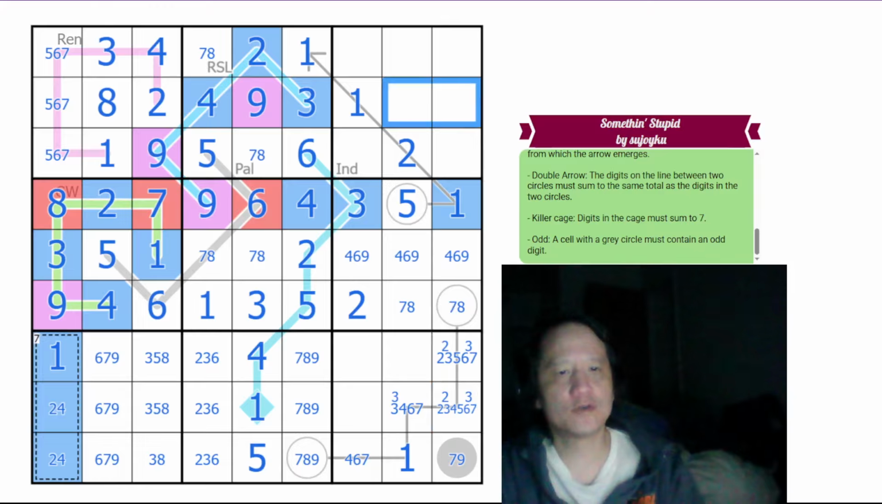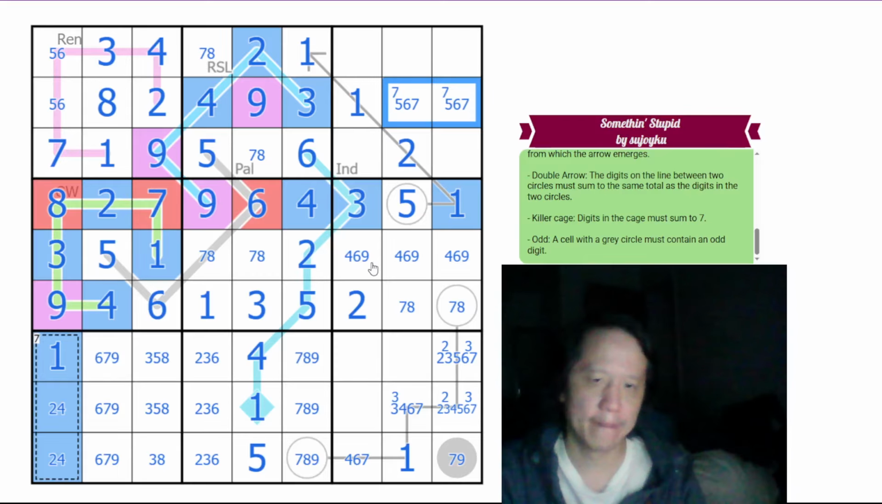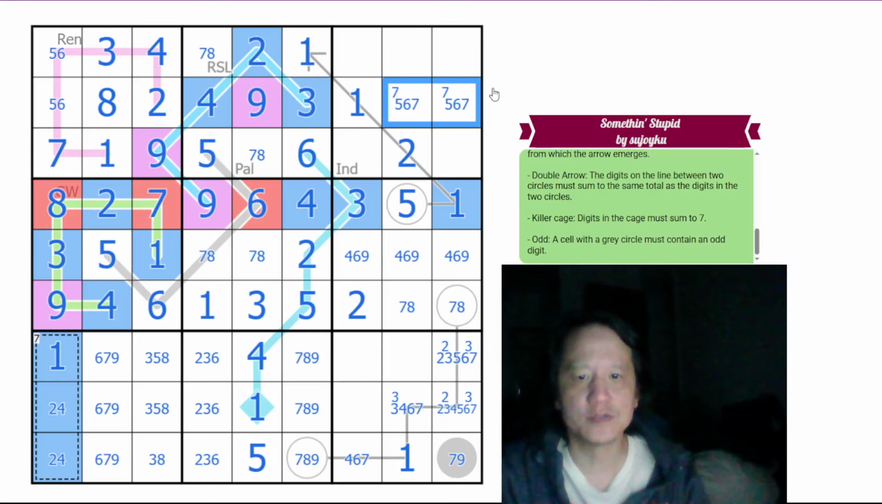Remaining digits of row 2 are 5, 6, 7. Remaining, this 5 eliminates 5. This 5 and 6 eliminates 5 and 6 here, so this is 7, which means this can't be 7 here. This is a 5, 6 pair. So 7 has to be one of these 2 digits here, one of these 2 digits here.